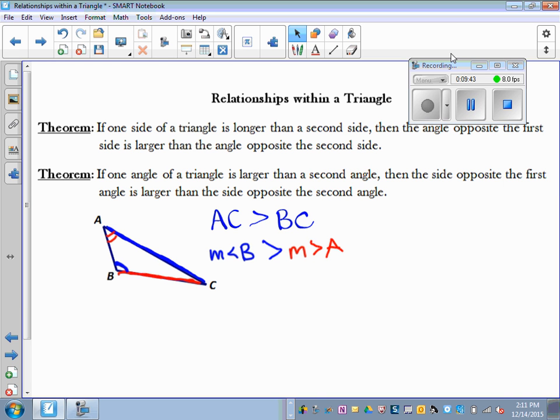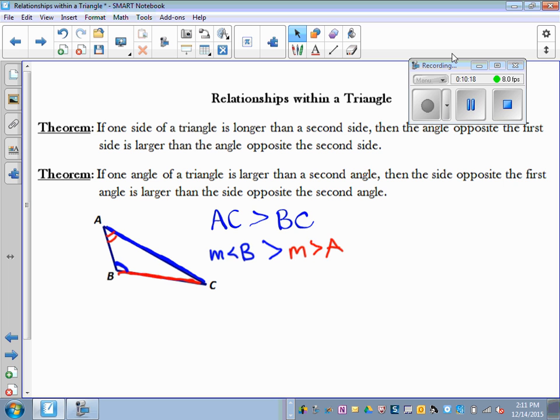So all this theorem is doing is saying that the ordering of your sides corresponds with the ordering of the angles opposite of it. Your longest side, the angle opposite of that is your largest angle. Your shortest side, the angle opposite of that is your smallest. We're about to do our third one. So the order of the sides goes along with the order of the angles opposite. Okay.